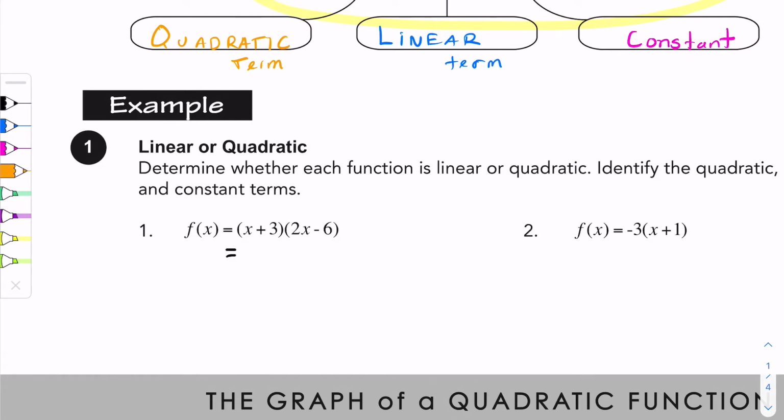When we multiply this out, we distribute the first term to both terms in the second set of parentheses and the second term. X times 2x is 2x squared. X times negative 6 is negative 6x. 3 times 2x is positive 6x. And 3 times negative 6 is negative 18. At this point, the only common terms that I have are negative 6x and positive 6x. When I simplify this, I have 2x squared minus 18.